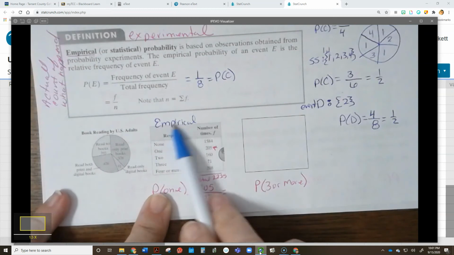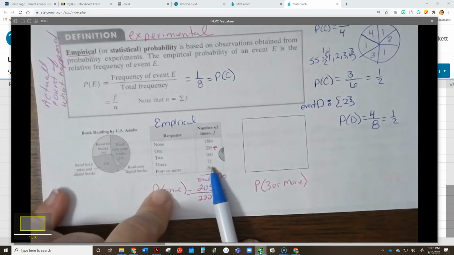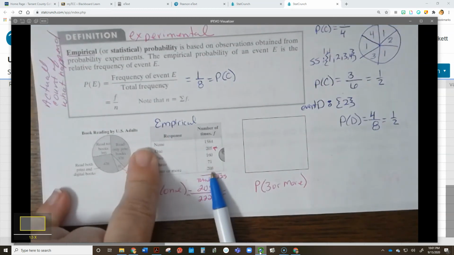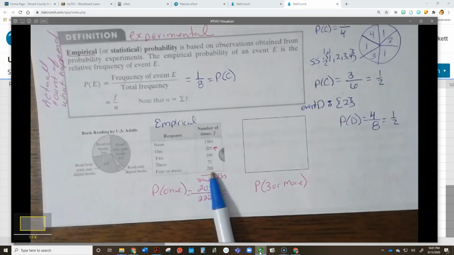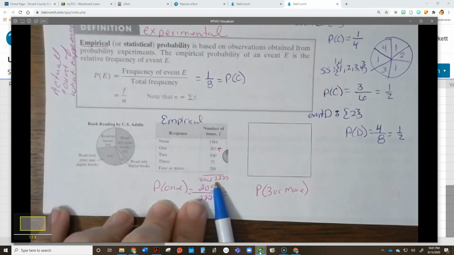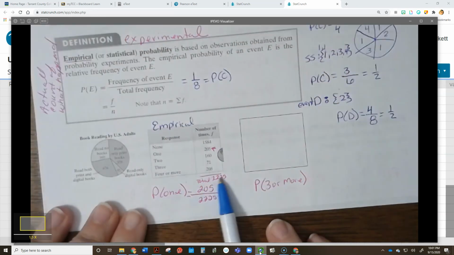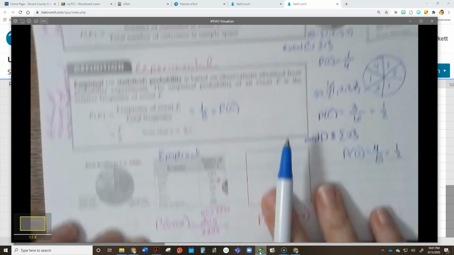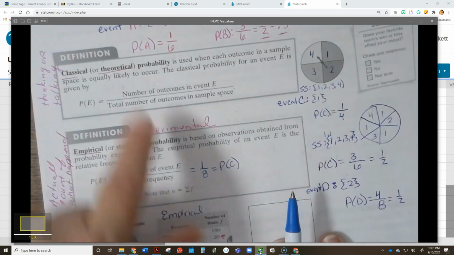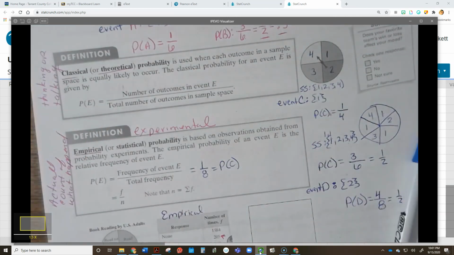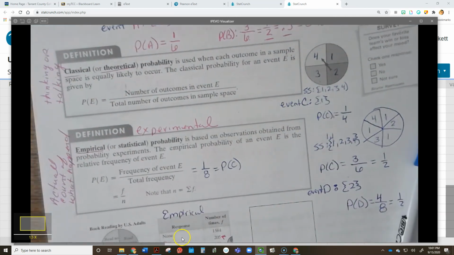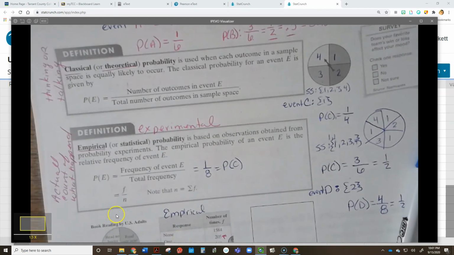Because this is the results of a survey. We didn't just talk about, well, if I asked 500 people, my answers could be. No, we literally asked 2,225 people. Or maybe we asked more, but that's the number that we got back. So just be sure you understand the difference between those two definitions of finding the probability.